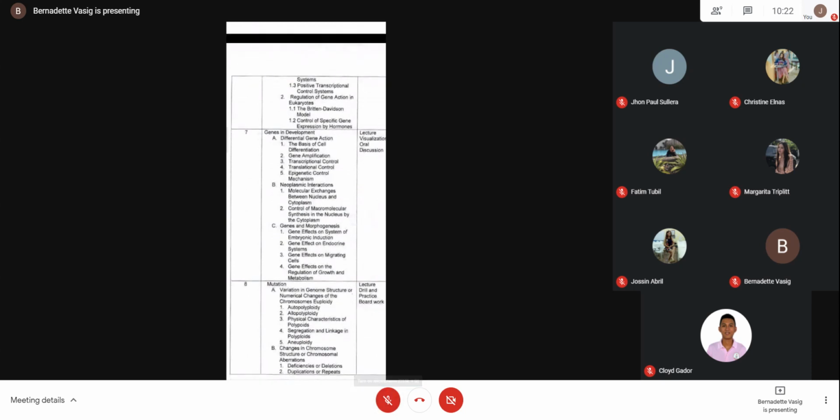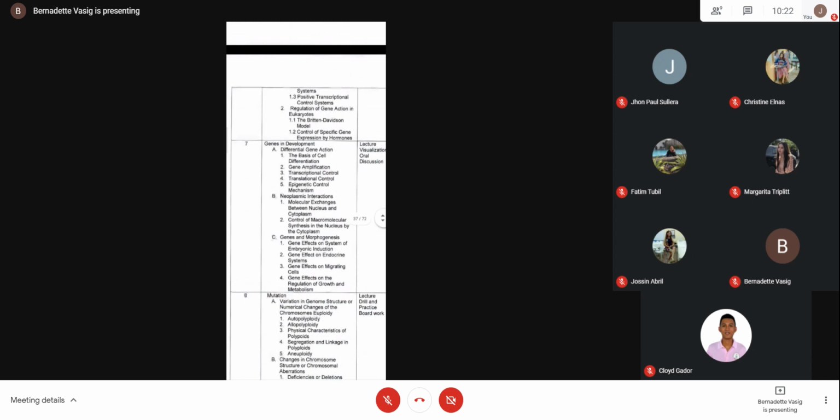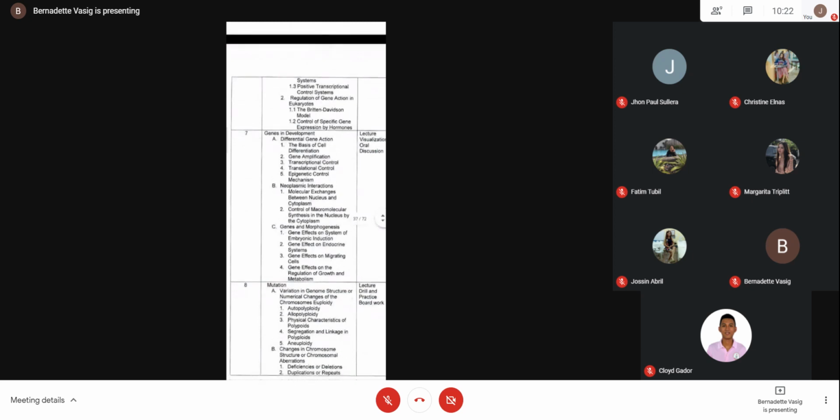And then genes. Actually, there is a separate book for this, genes. It's titled Lewin's Genes. Wala siya na-upload sa Google Classroom, pero ako to siya i-upload. Pero kaning genes in development, napo ni siya sa ka-Hartwell, sa epigenetics. Okay. So, this is more on gene expression already.